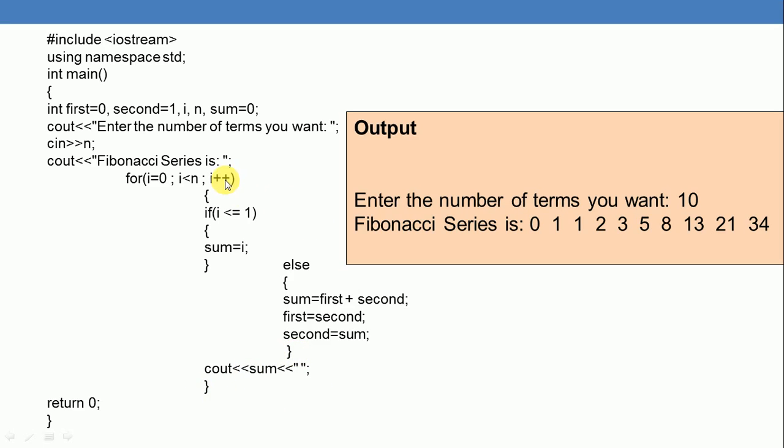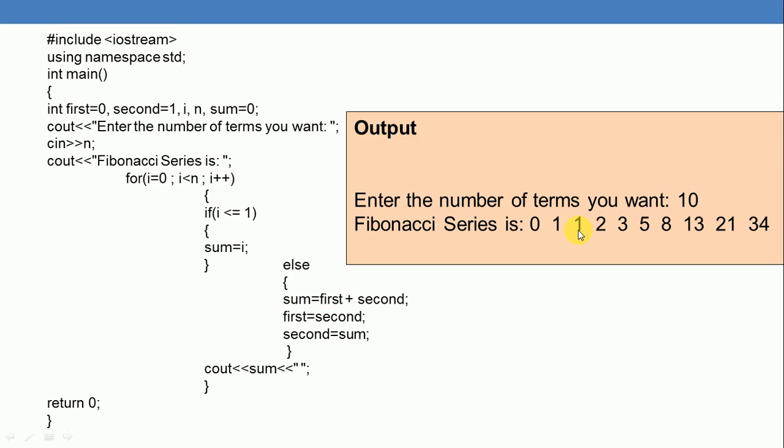Now my I gets incremented to 3. So now I becomes 3. So now is 3 less than or equal to 1? The condition becomes false, so it enters into the else part. So now here my sum equals first plus second. You know already my second is now equivalent to my first, and my sum has the value of second now.